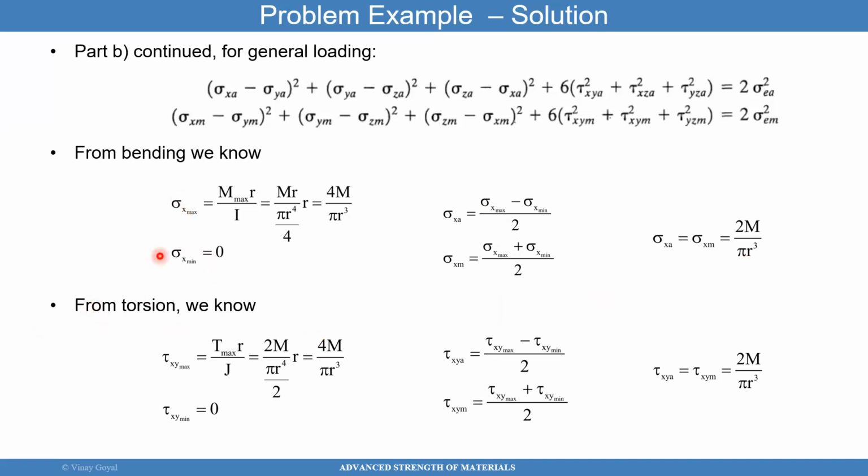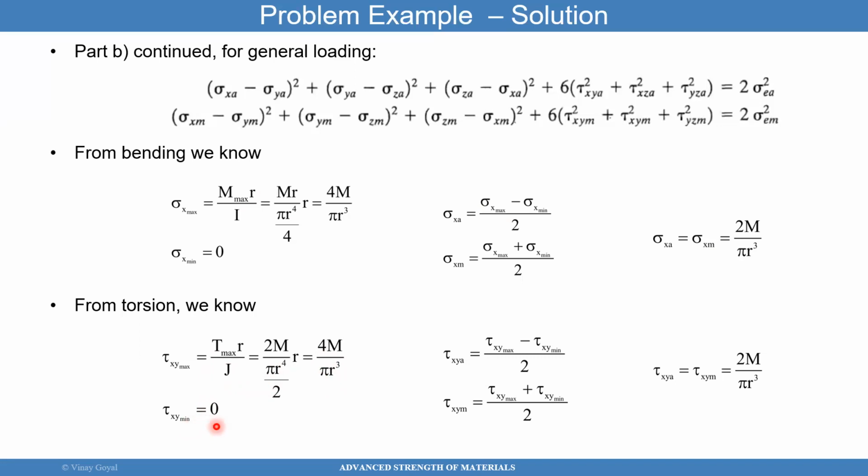So these are only the axial stress caused by the bending moment. So that's the sigma XA and sigma XM that goes into these equations, here and here. Now I have to calculate the shear stress state. For torsion, you know that you have the torque times the radius divided by the polar moment of inertia. R is basically the radius of the shaft. We were told that the torque is twice M, and we know that the cross section is circular, so the polar moment is pi r to the fourth divided by 2. This gives me 4M divided by pi r cubed, and the minimum shear is 0.